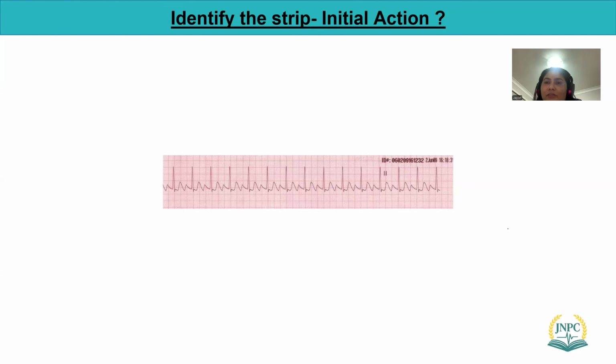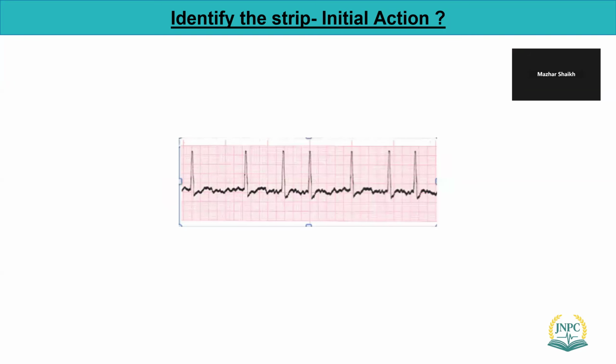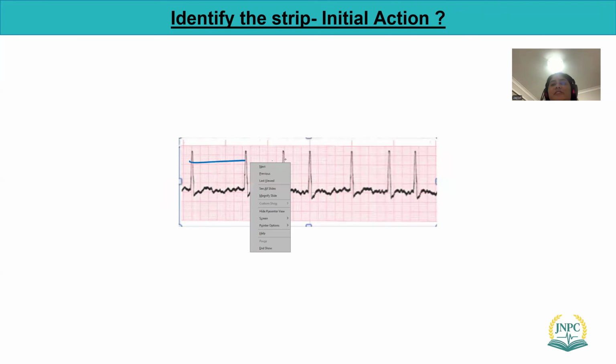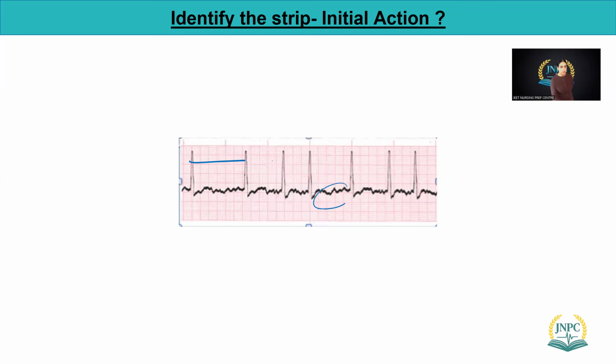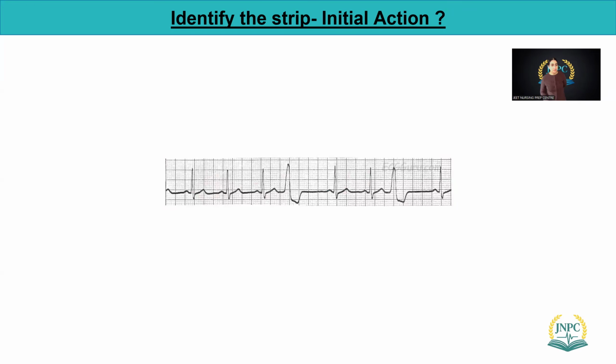So what about this? This is sawtooth. Perfect. Atrial flutter. Fibrillation or flutter? Flutter, sawtooth. Yeah, flutter. And now this one is atrial fibrillation. Look at the gap. This is irregular, and instead of a P wave, we cannot locate it. So fibrillation.